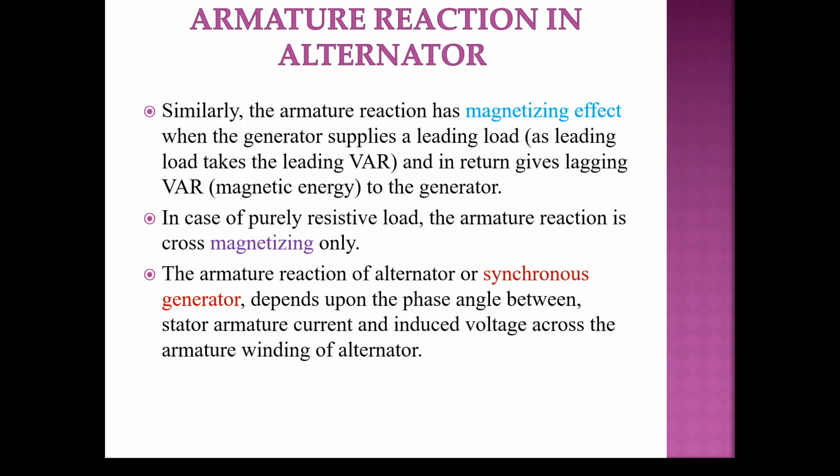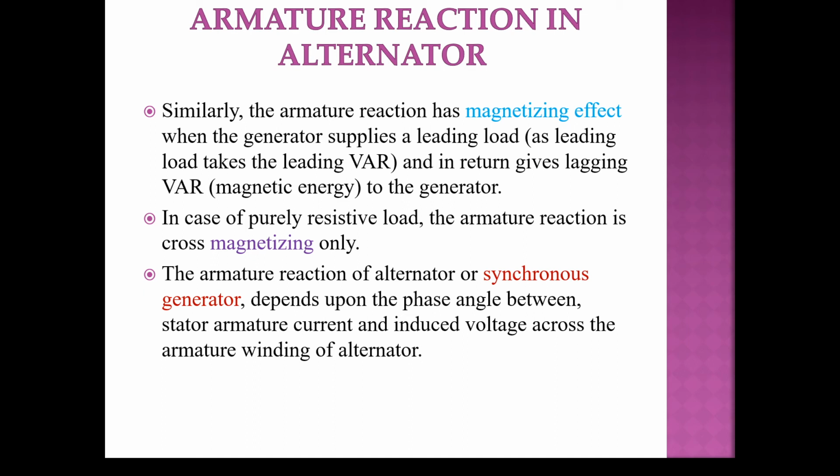And similarly, armature reaction has magnetizing effect when the generator supplies a leading load, that is volt ampere reactive, and in turn gives lagging VAR to the generator. In case of purely resistive load, armature reaction is cross magnetizing only. So armature reaction is magnetizing, cross magnetizing, and demagnetizing. Three effects are there: magnetizing, demagnetizing, and cross magnetizing.